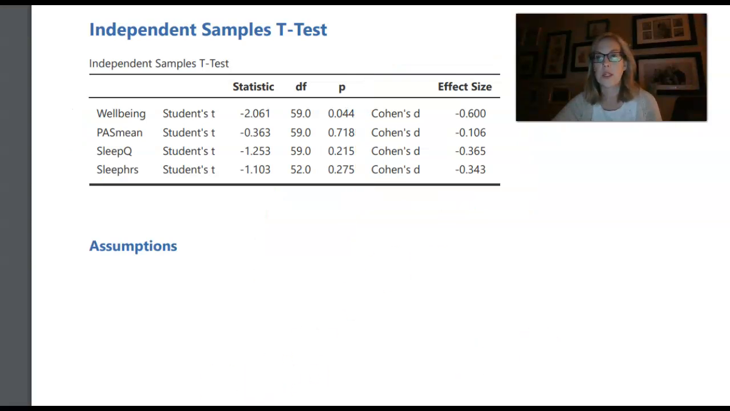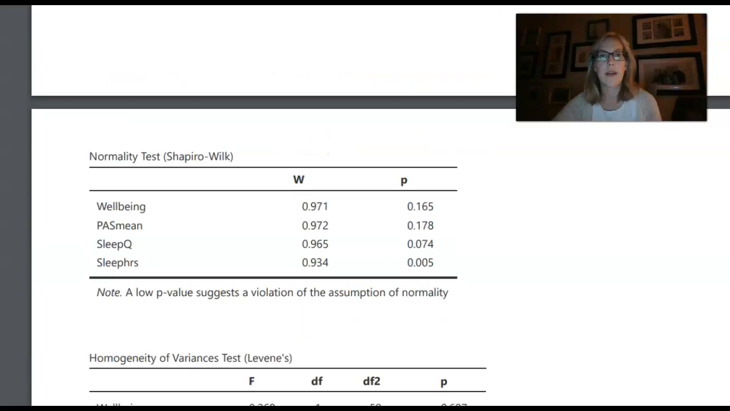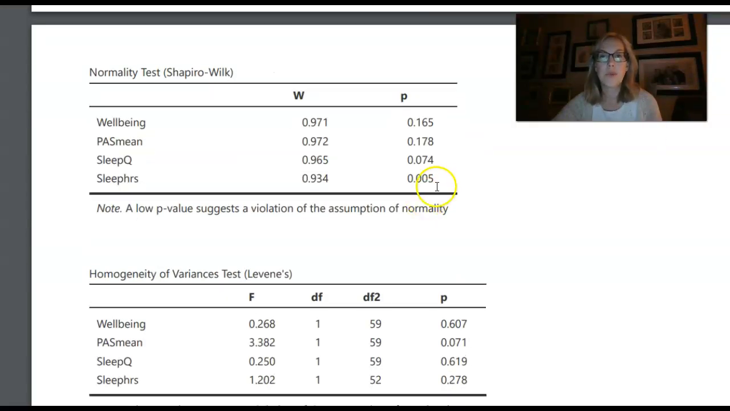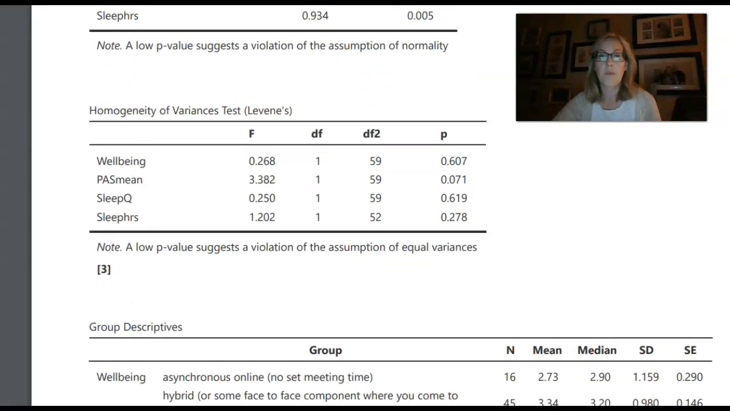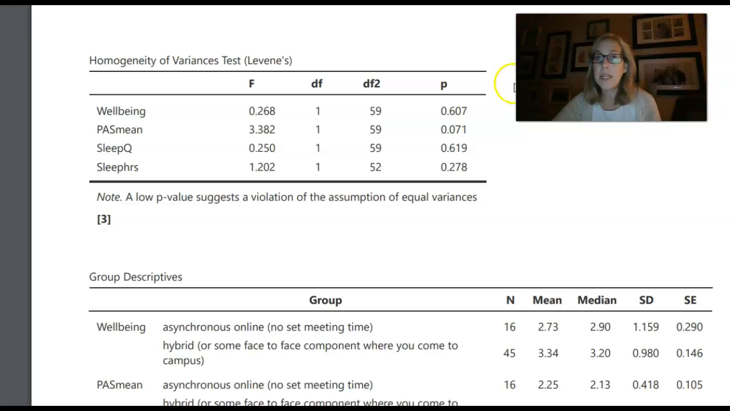Again, you would identify whether they meet the assumptions. We do have one issue with sleep hours. If you were choosing to compare modality for sleep hours, you would need to know we didn't meet that assumption, which is actually important that you meet, but we didn't. For equality of variance, which is another important assumption for an independent t-test, not a dependent t-test, we are all good there. So that is nice.